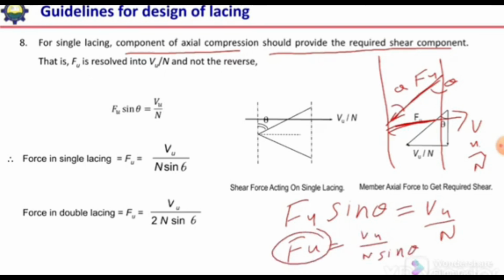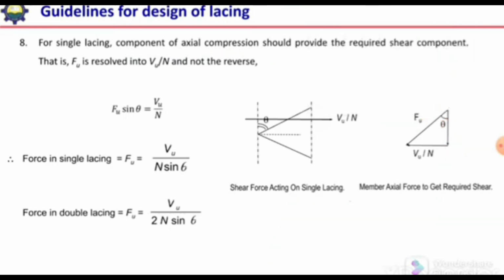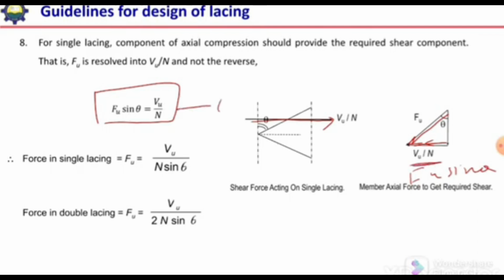So this Fu will be the force in the lacing element. Here this is the shear force that should be resisted by the lacing element. So if the force in the lacing element is Fu, and we divide it into components, the horizontal component will be equal to Fu sine of theta, and that component should be equal to Vu over N. So from here we can write this equation, and by simplifying it we get Fu is equal to Vu over N sine of theta.